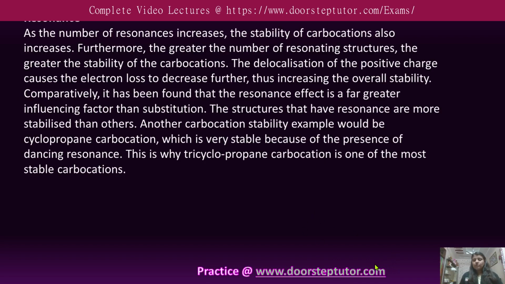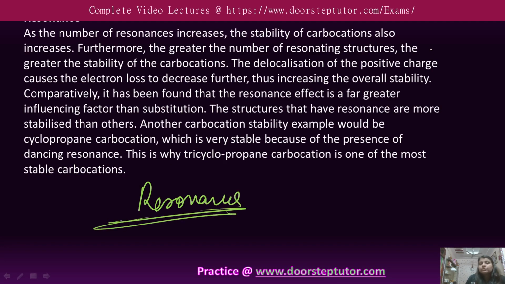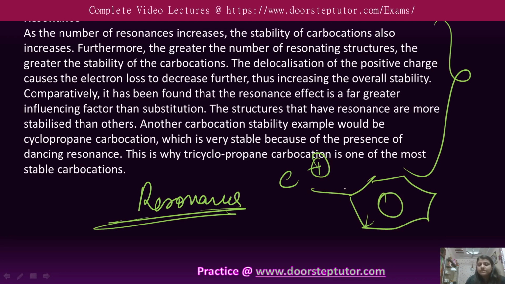Now we are going to do resonance. As the number of resonance structures increases, the stability of the carbocation increases. I have told you to prioritize resonance as much as you can. It is a very important thing to consider, because the carbocation nearest to the resonating group is the most stable. If the carbocation can be formed around resonating groups, that is most important, because the greater the number of resonating structures, the greater the stability of the carbocation.